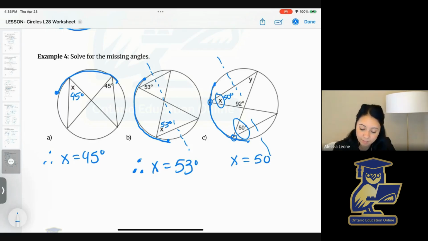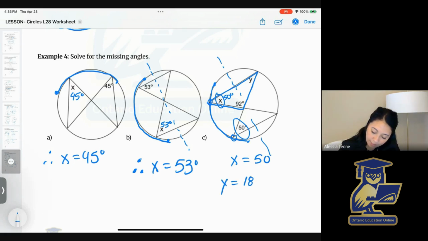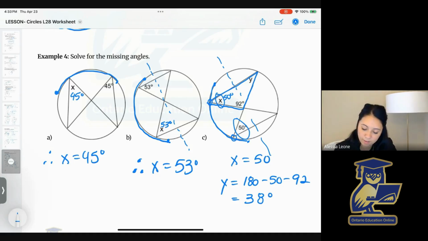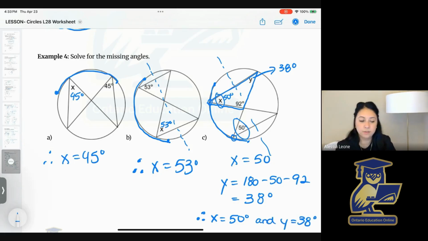Knowing x is 50, we can solve for y because now we can just use our triangle there. y will be 180 take away 50 take away 92. And that'll give us 38. So the y will be 38 degrees. So therefore, x is 50 degrees and y is 38 degrees.